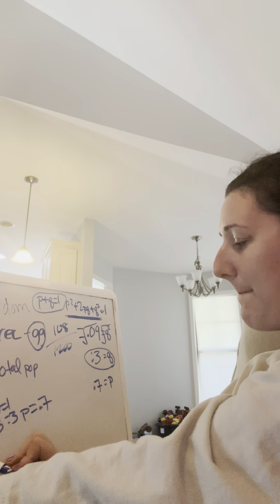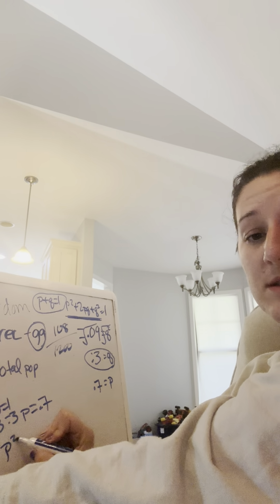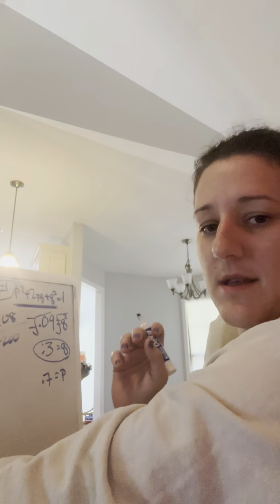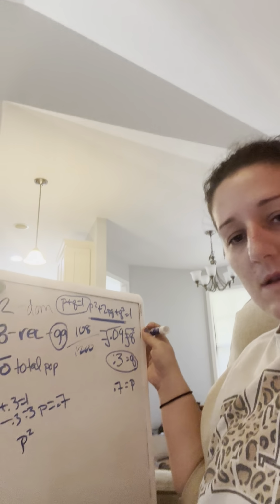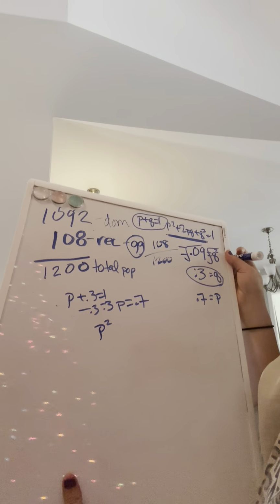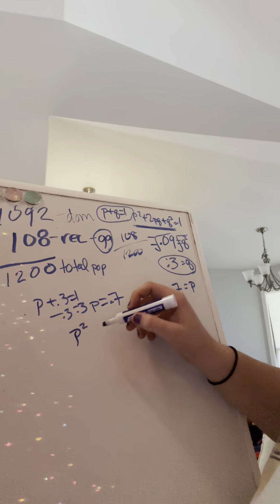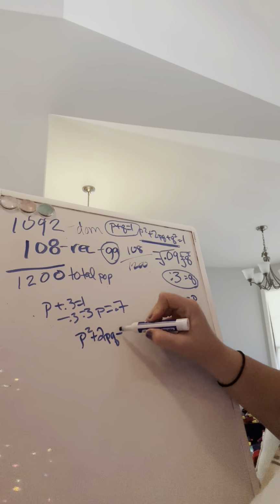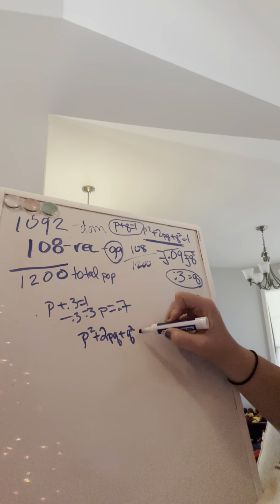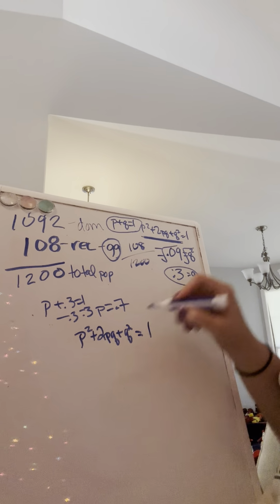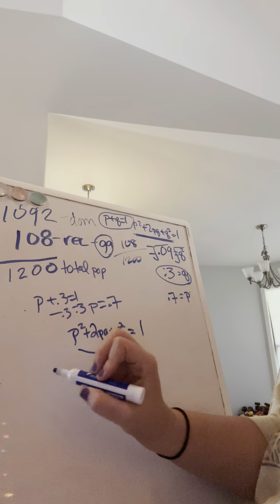Okay, so now we plug in P's and Q's here. So P squared plus 2PQ plus Q squared equals 1. So let's plug in P's and Q's here. So, ready?